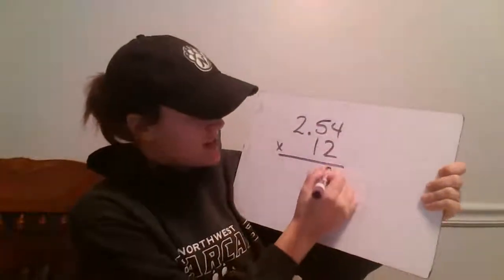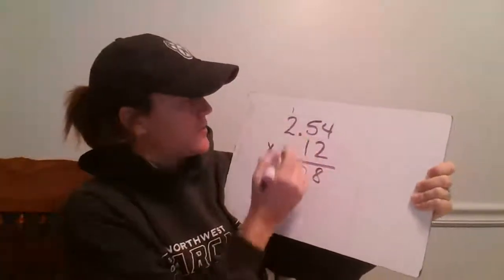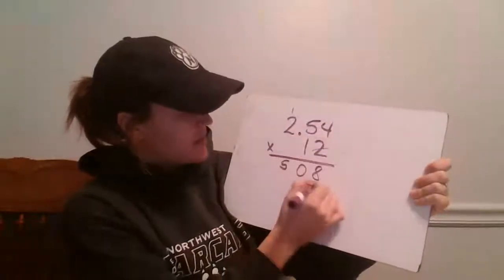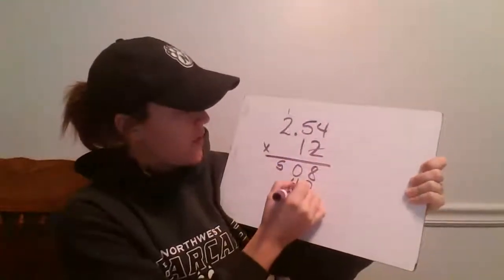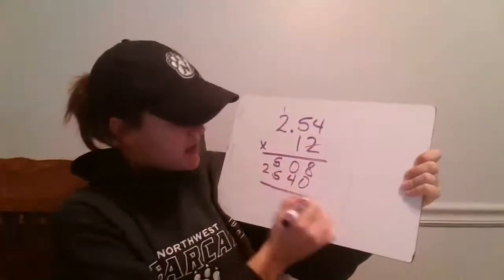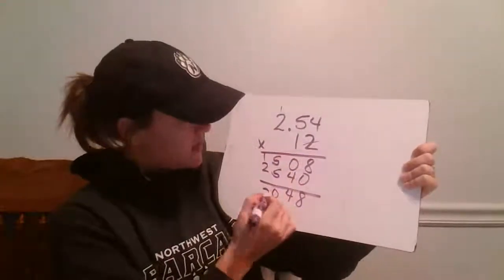2 times 4 is 8. 2 times 5 is 10. 2 times 2 is 4. Plus 1 is 5. So I'm going to go 1, my 0. 1 times 4 is 4. 1 times 5 is 5. 1 times 2 is 2. Then add 8, 4, 10, 3.